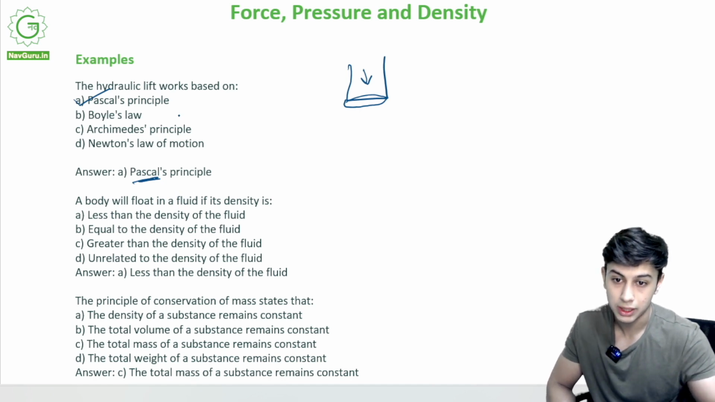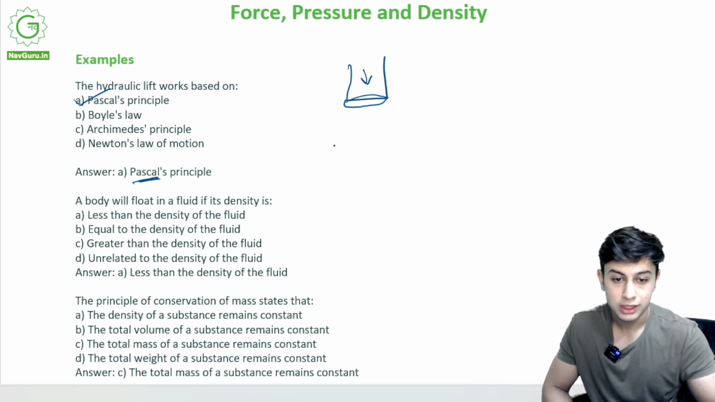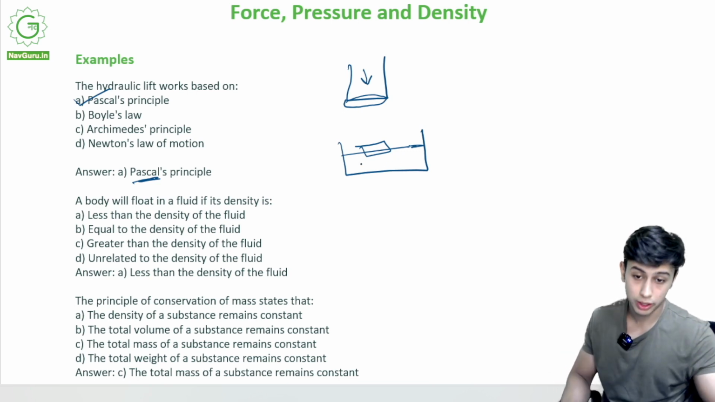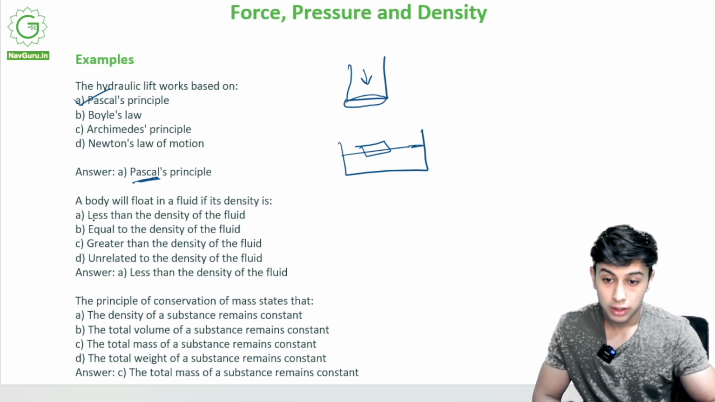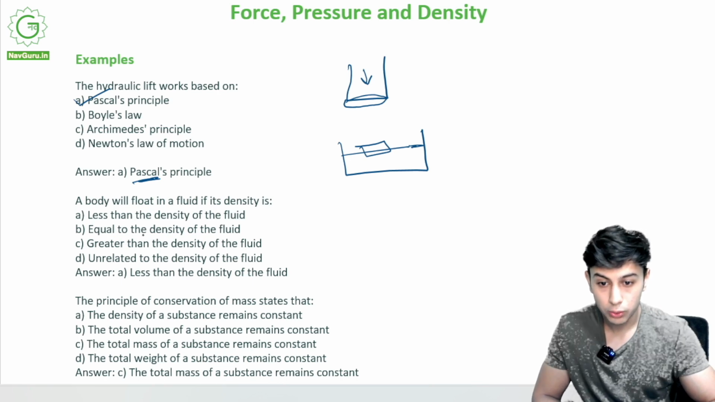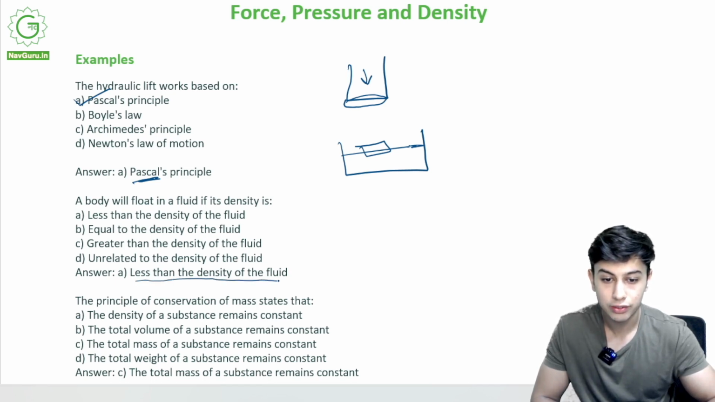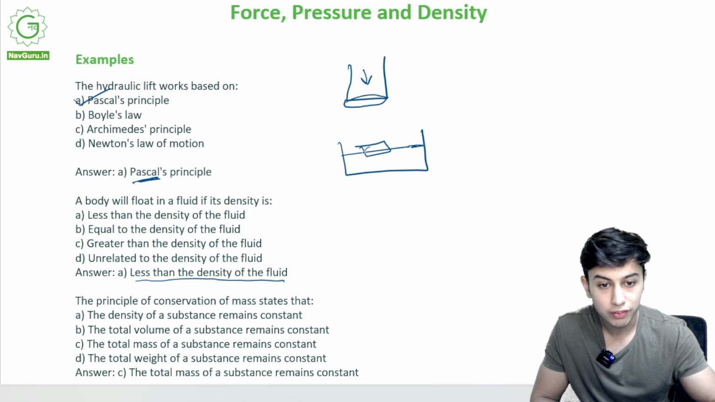Pascal's principle. A body will float in a fluid if its density is what? For something to float over water, what should be the density in relation to the water? Less than the density of the fluid, equal to the density of the fluid, greater than the density of the fluid, or unrelated to the density. It should be less than the density of the fluid. If the density of this substance is more, it will sink. If it's less, it will float.